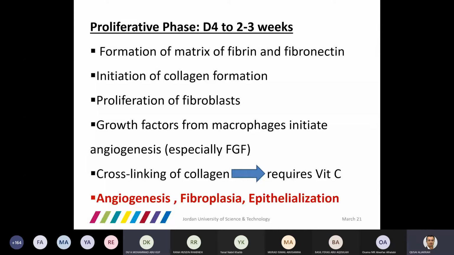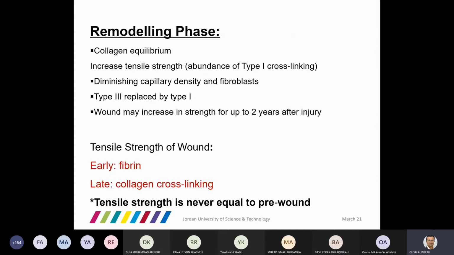اوكي هلا الريموديلينج فيز اللي هي حكينا انه we are trying to bring the collagen back to its normal ratio. حكينا الريشيو type 1 is the most predominant. Then as we go through the phases of wound healing we are trying to bring that normal ratio to the ratio of uninjured or unaffected skin, okay, or tissue.